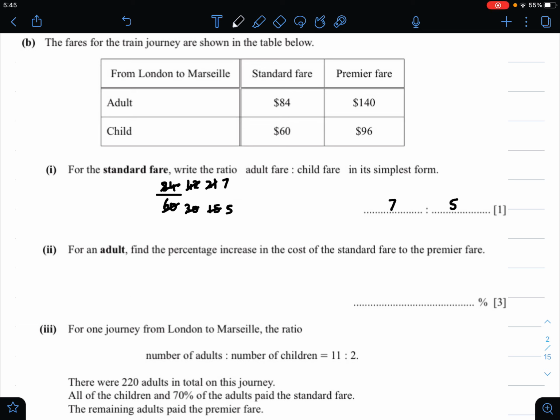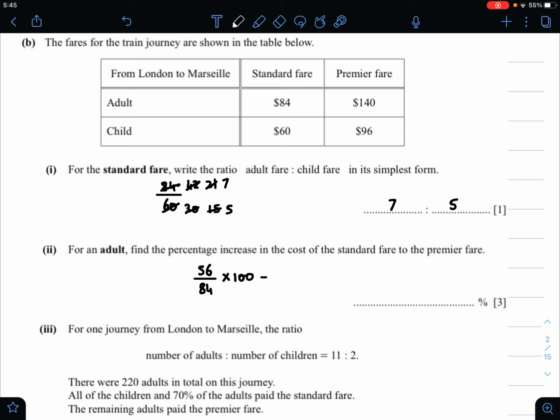So for part B2, they are asking you to find the percentage increase in the cost of the standard fare to the premium fare. Okay, so what you do is you subtract the original price from the new price and then divide it by the original price and multiply it by 100 to find the percentage. So the percentage increase, so 140 minus 84, which is $56. So 140 minus 84, which is 56, divided by the original price, that was 84, multiplied by 100.